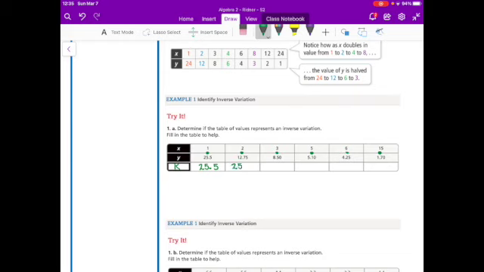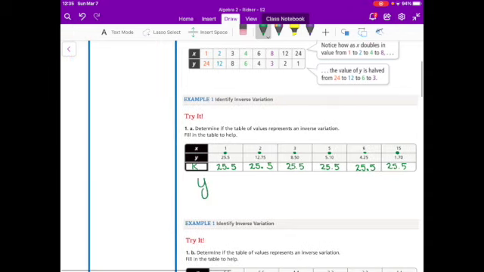So if you want to pause the video and start multiplying, like 2 times 12.75, 3 times 8.5, 5 times 5.10, 6 times 4.25, 15 times 1.7. No matter what, we always get k is equal to 25.5. Therefore, yes, it is an inverse variation because k is constant, meaning it's the same number over and over again.